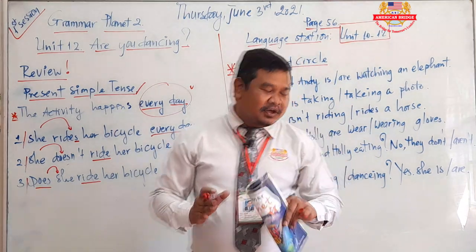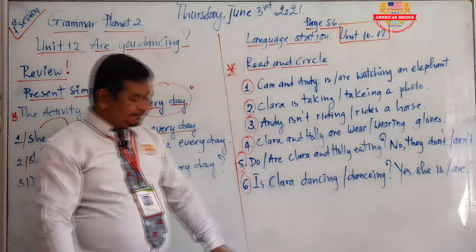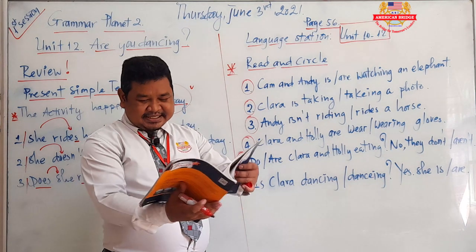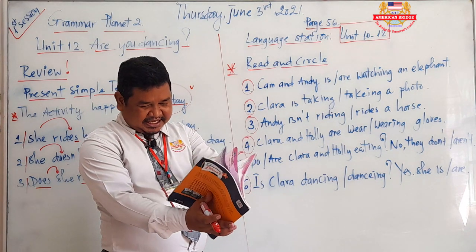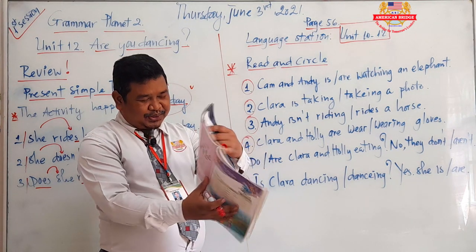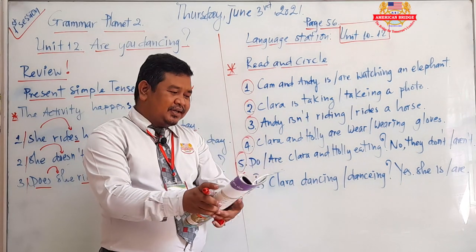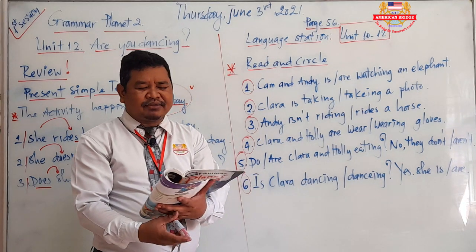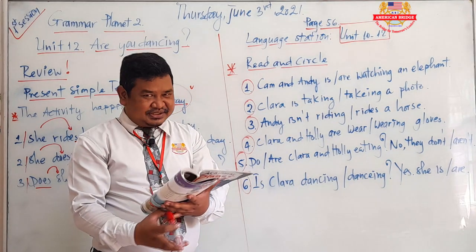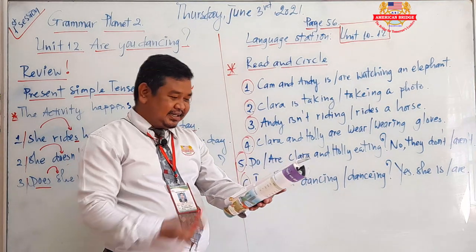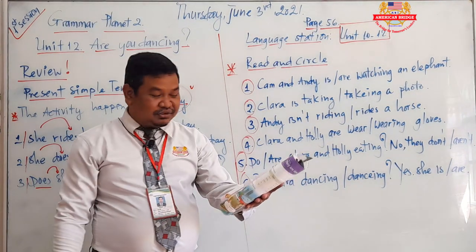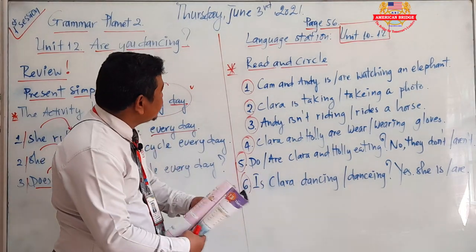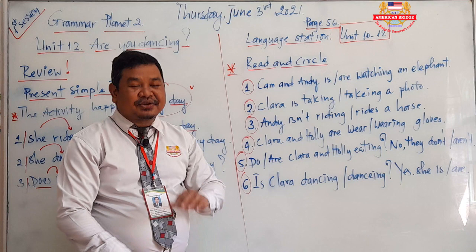Understand, students? Okay, so now please open your book on page 56. Can you see it right now? Okay, 56 in here. As I remember, page 56 was look, read, write, and say. Use the words in the past, meaning that you have already learned. But today, you learn about the language station, unit 10 to unit 12. So read and circle. Can you see? Read and circle means read and circle the correct answer.